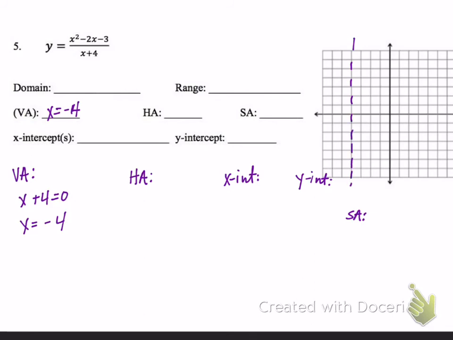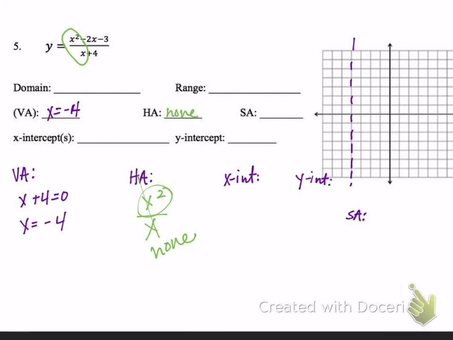Horizontal asymptote, I look at the degree on the top and the degree on the bottom. I have x squared over x. Are they the same or different? They're different. Top is larger, so that means that there is none. Because top is larger, I have no HA. That means I have a slant asymptote.